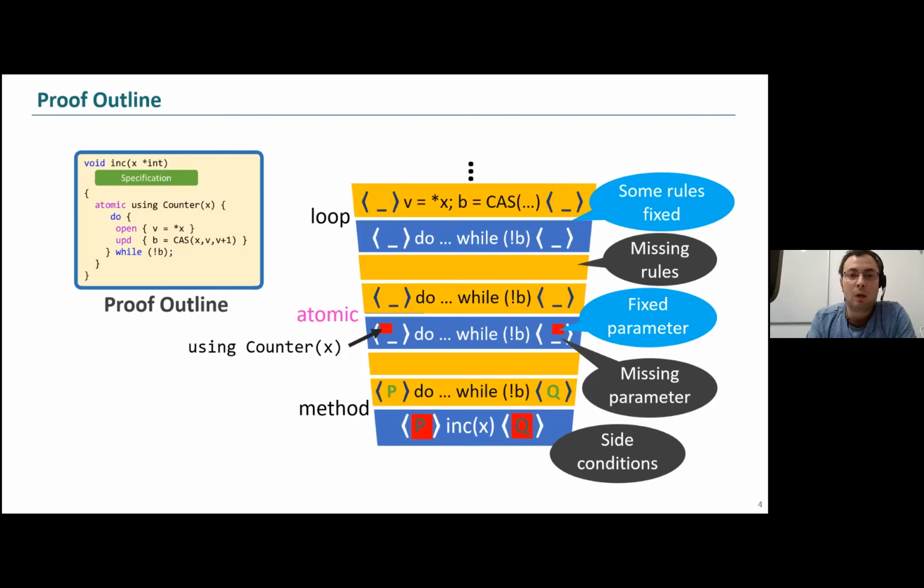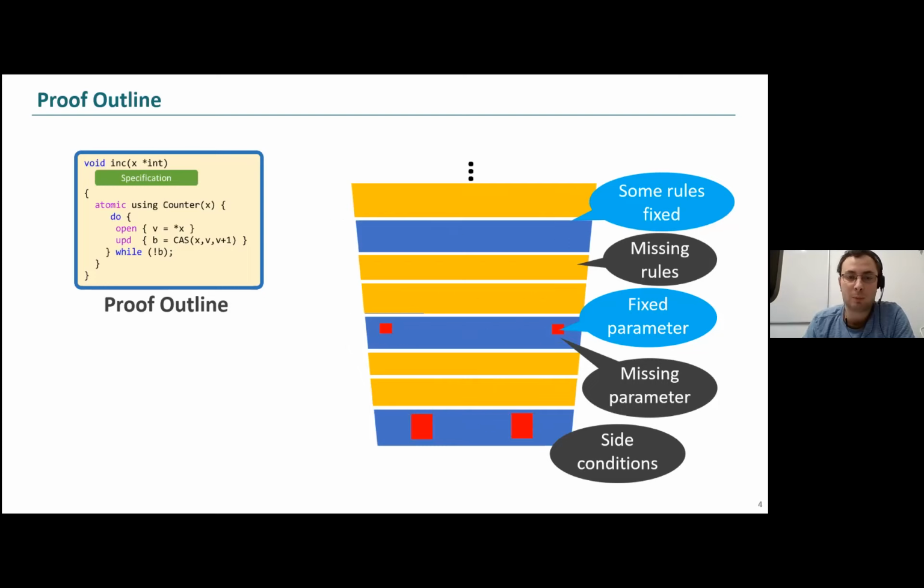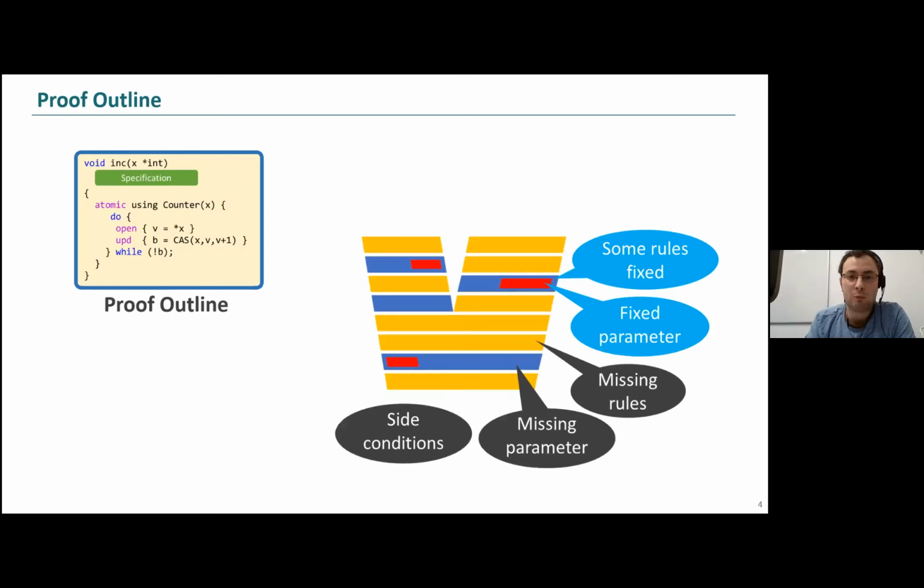Good. To illustrate our approach, we will abstract away a lot of the information. In particular, we only care about which rule applications and which information is already fixed, and which information is still missing. Missing rule applications we show in orange, fixed rule applications in blue, and fixed parameters in red. And this lets us represent a full proof tree a bit nicer.